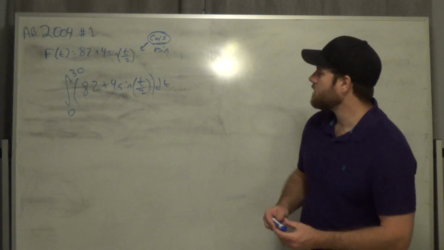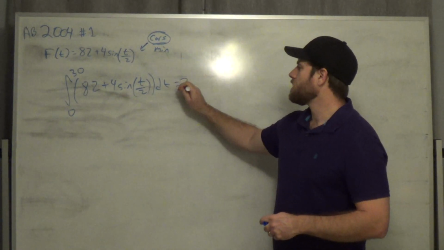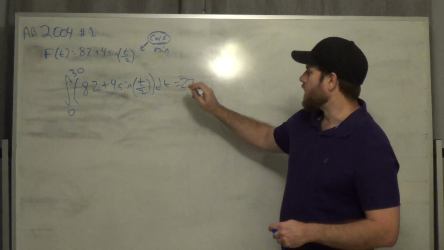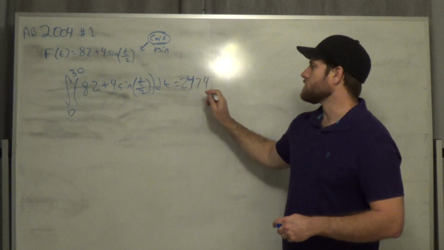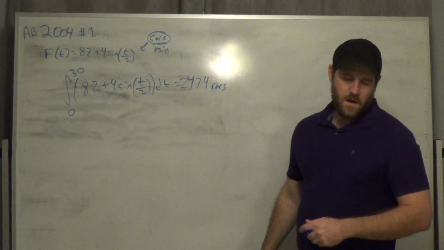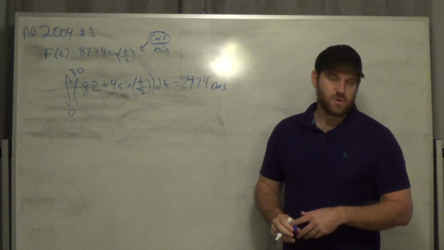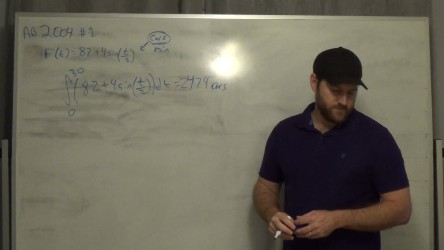2,474. 2,474 cars. It says round to the nearest whole number. That's why I didn't keep the decimals.